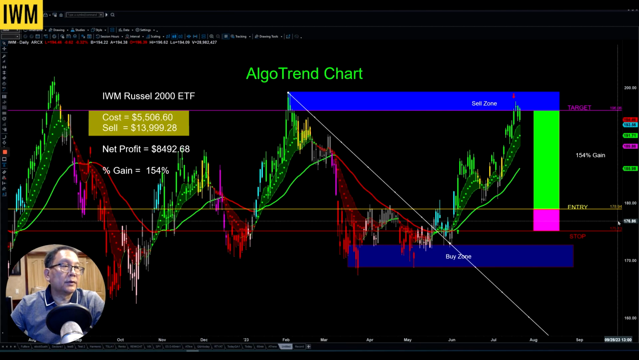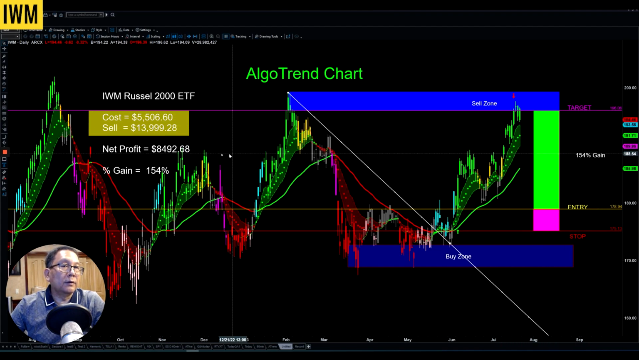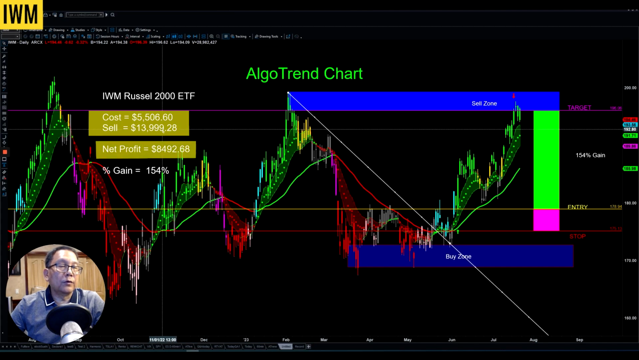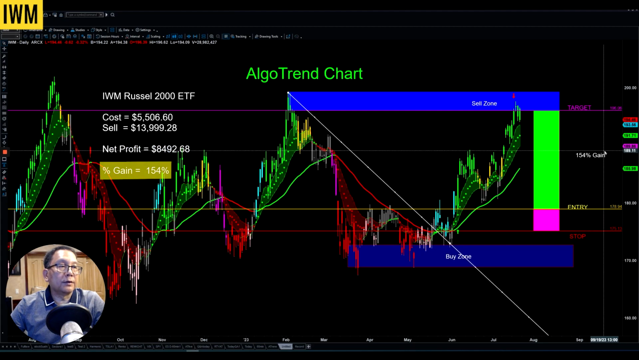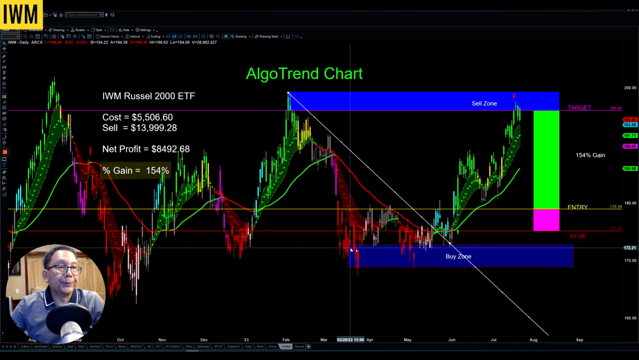$5,506.60 instead of spending $178,000 to buy 1,000 shares of this ticker symbol. It only cost you $5,500, and then when you hit the up level here, you sell it for almost $14,000. So the net profit is $8,482.68. Just for the short-term movement from here to here, you'll be able to gain 154%. So you can see how powerful this AlgoTrend chart is.